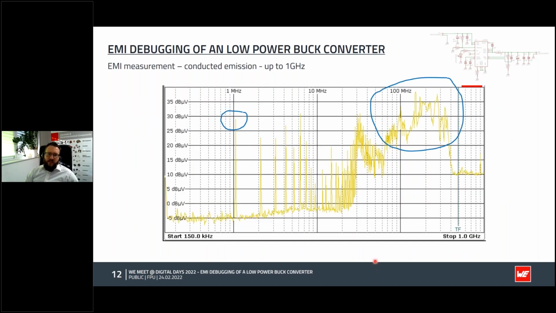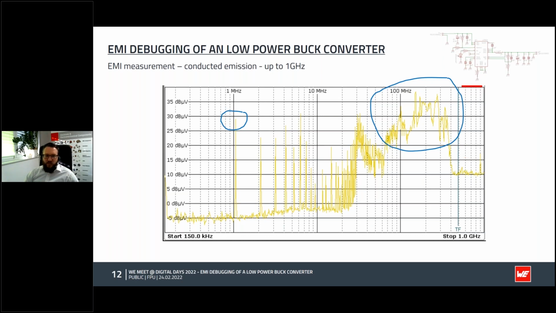What we did in advance is that we measured the conducted emission up to 1 gigahertz. We did this because we want to get a feeling how the design acts in higher frequency ranges. So you see up to 1 gigahertz here. This is the fundamental switching frequency, and from this measurement, we get a feeling, okay, there will also be some issue with the radiated emission.